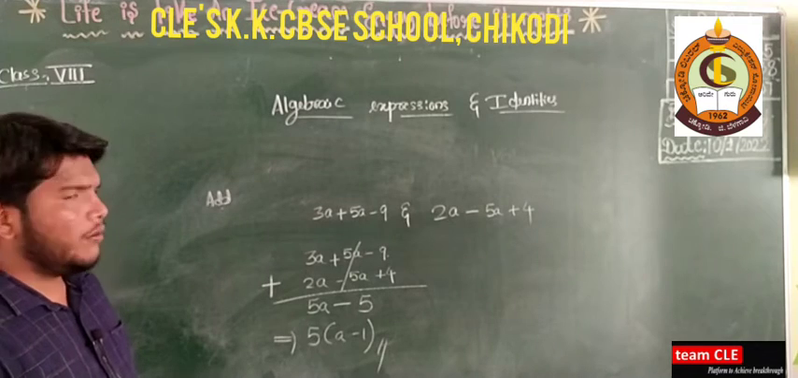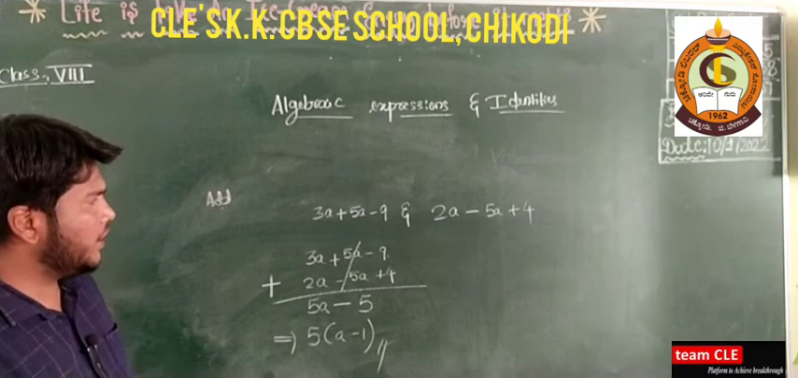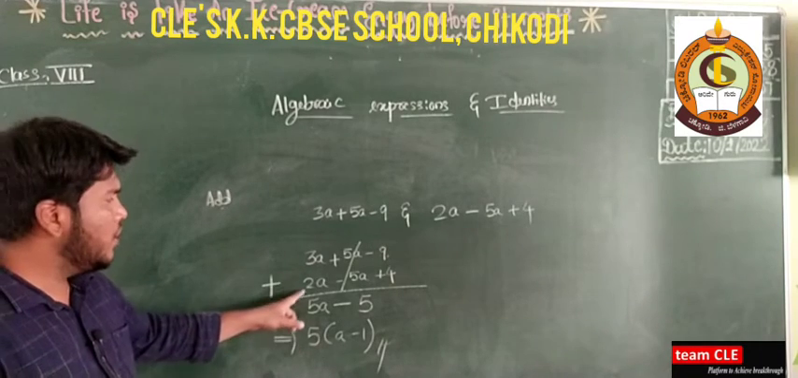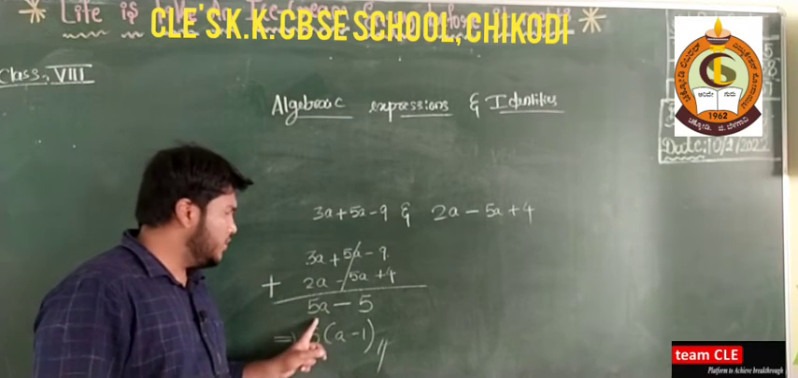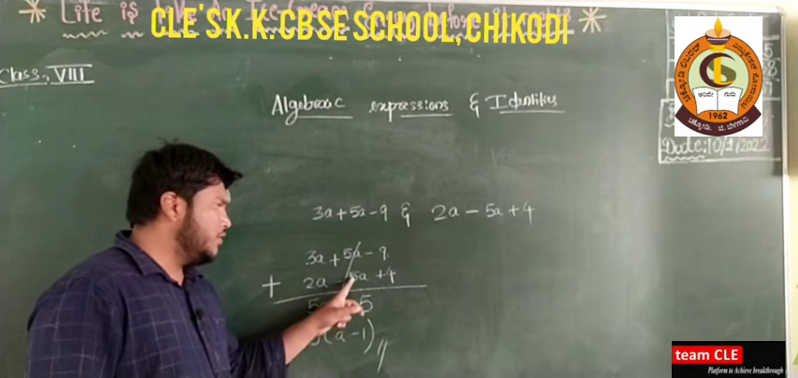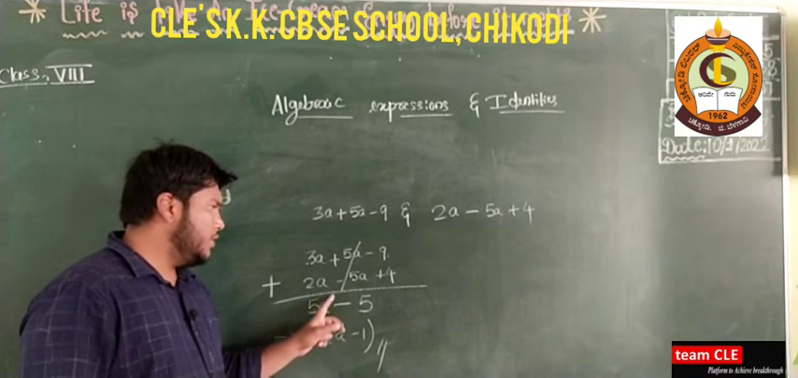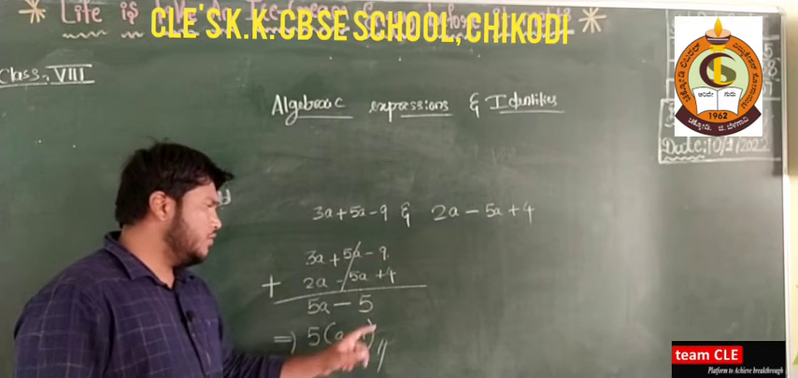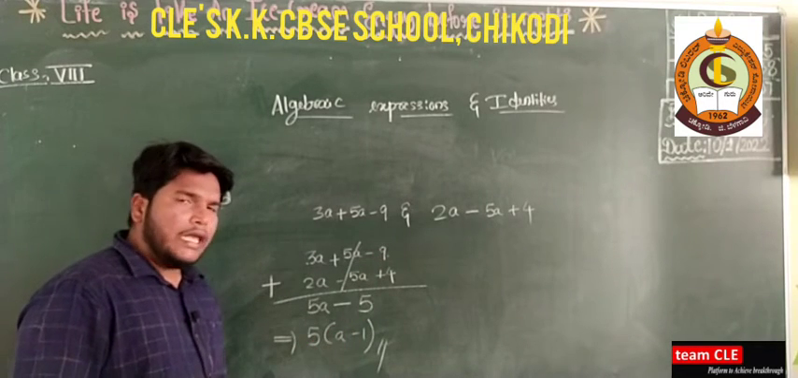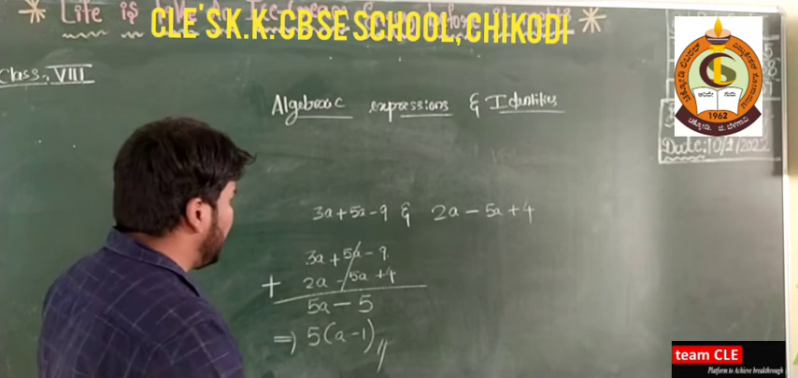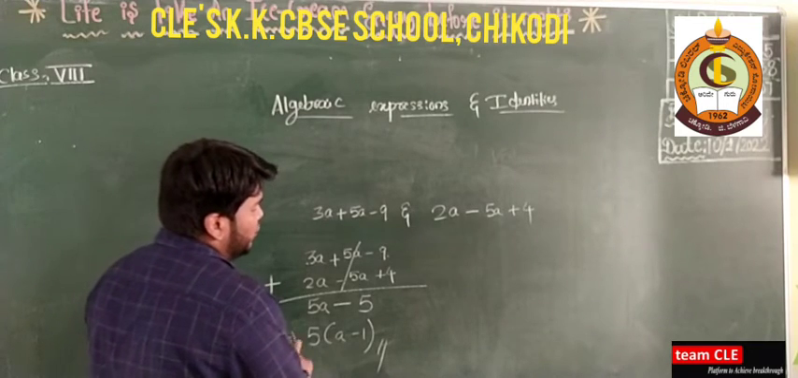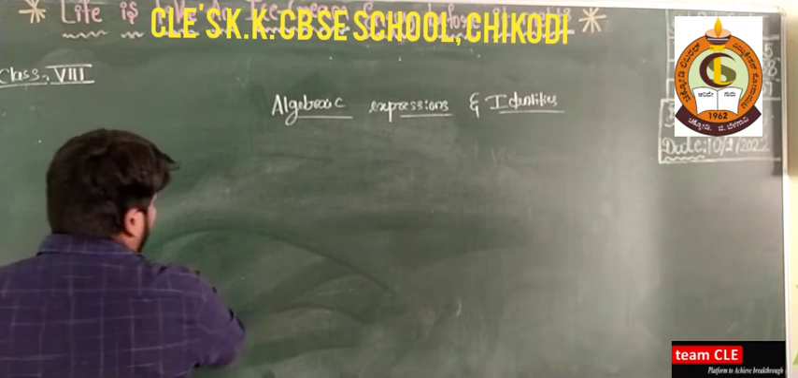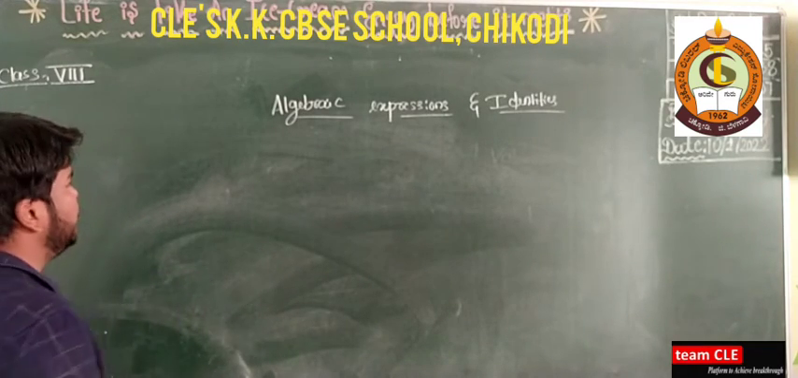Okay, so this is all about the addition of algebraic expressions. In addition of algebraic expressions, first we arrange them in the form of columns. 3a plus 2a is 5a, plus 5a minus 5a get cancelled. Then minus 9 plus 4 is minus 5, so 5 into a minus 1. So this is all about algebraic expression addition. Next, you have one more operation, that is subtraction of algebraic expressions.